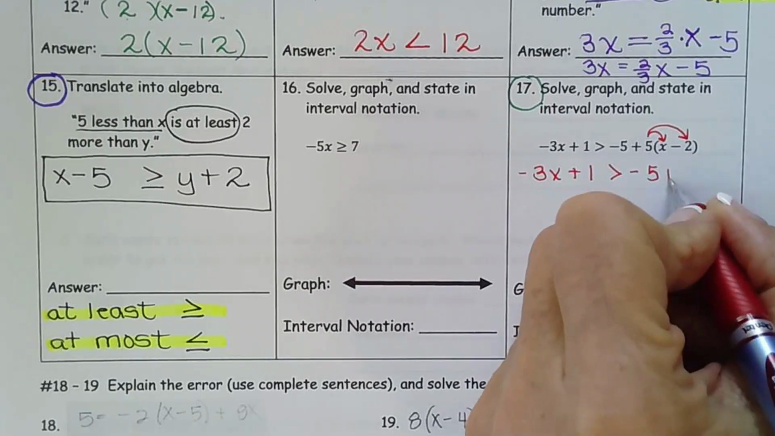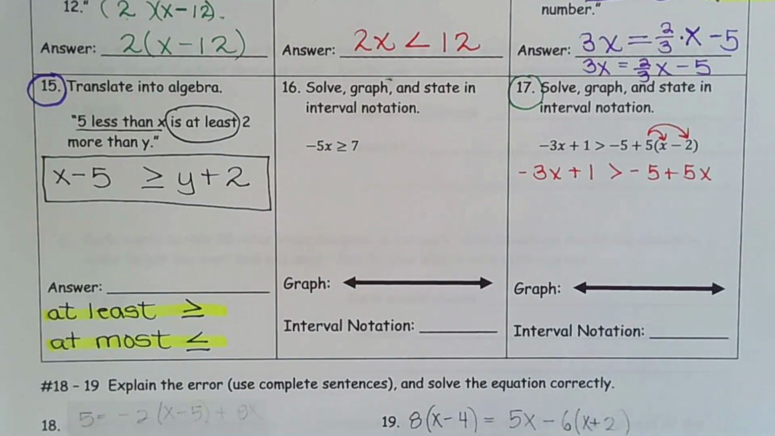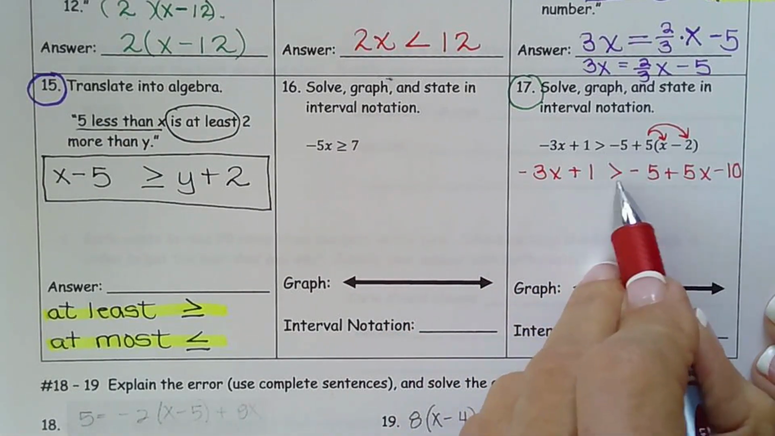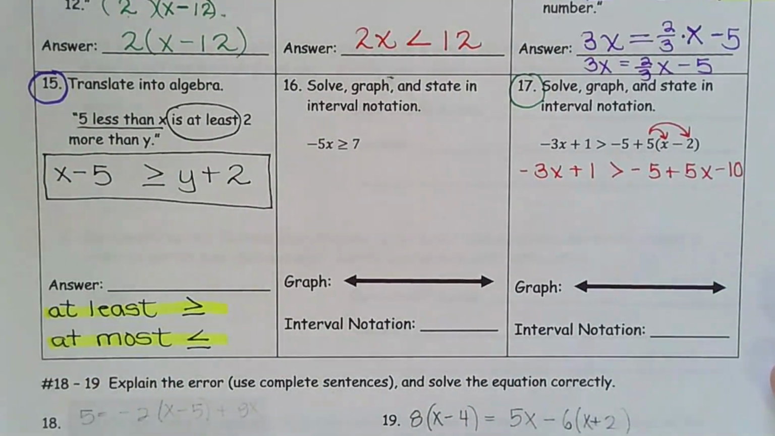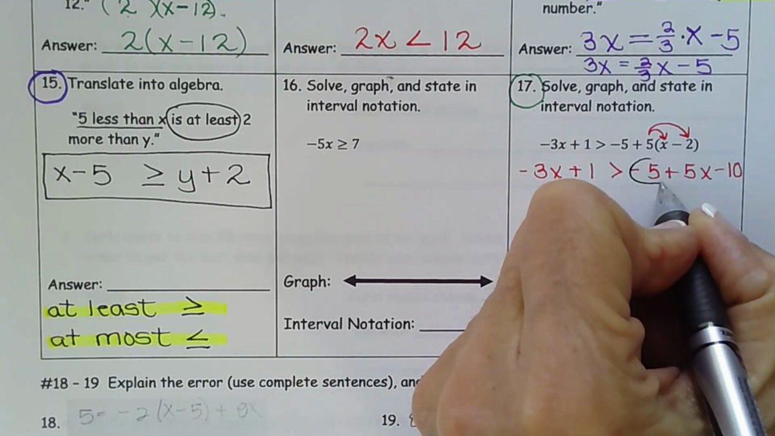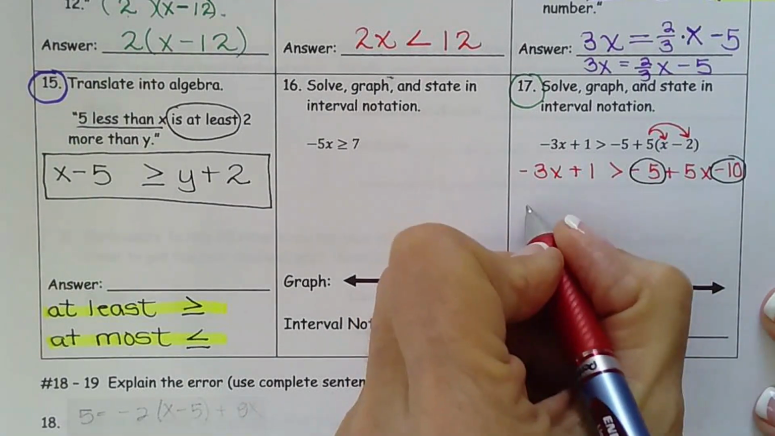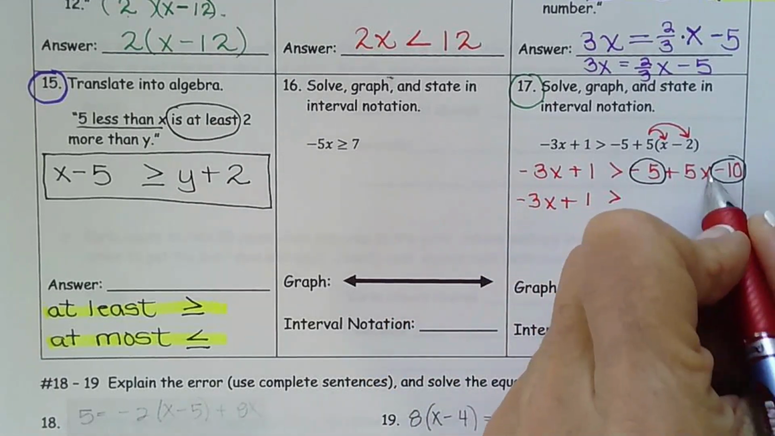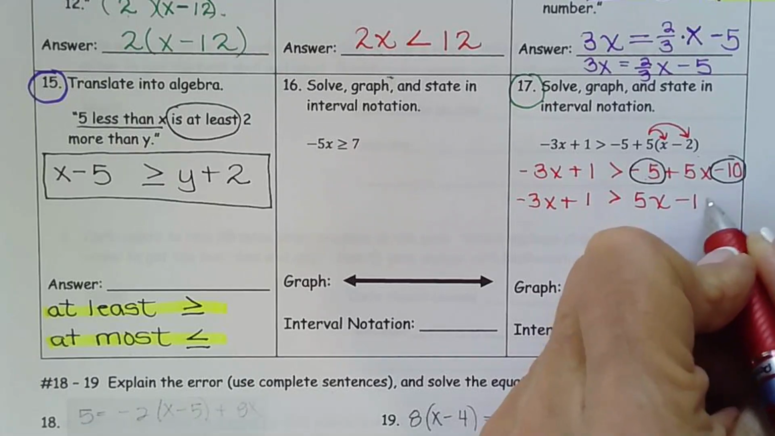So plus 5x minus 10. Negative 3x plus 1 greater than negative 5 plus 5x minus 10. There we go. So on the right hand side, we do have a couple of like terms there. We have a negative 5 and we have a negative 10. So that's going to leave us with negative 3x plus 1 still on the left. And on the right, put your x first, 5x, and then a negative 5, negative 10, negative 15.